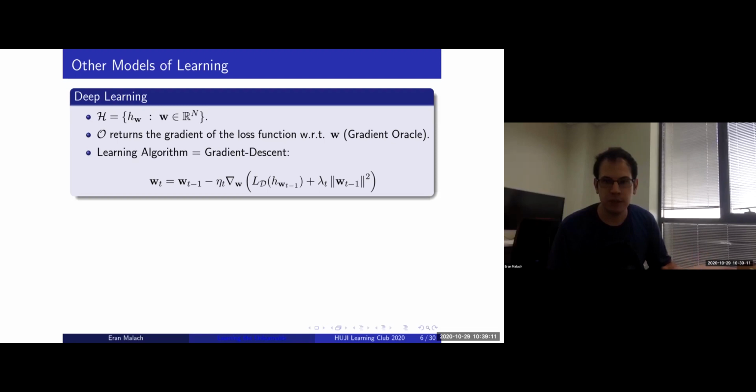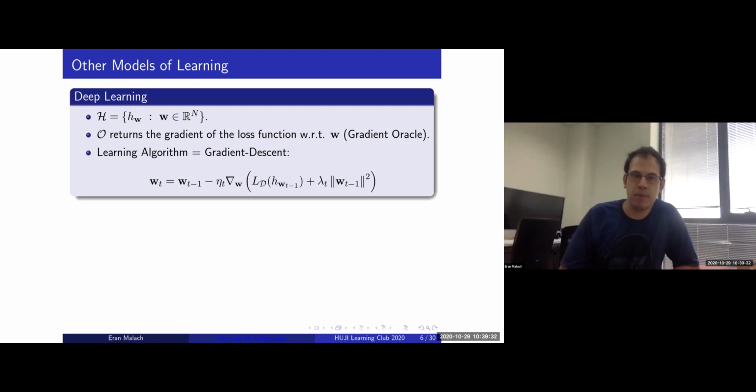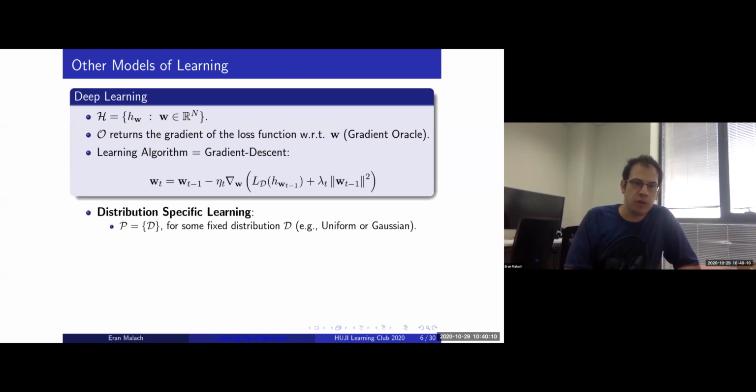But there are other models of learning besides PAC learning, and they're also interesting to study. One model, which is not very formal, is what we in the community call deep learning. The way that I want to define deep learning is a learning model where the hypothesis class is some parameterized function, and the oracle is the gradient oracle, where we can ask for the gradient of the loss at one specific point. And the learning algorithm would be simply gradient descent. We're just doing gradient updates with respect to the gradients that the oracle returns. Okay, so we have some learning rate eta and a regularization term lambda. But when I say deep learning, this is what I mean for now. So this is another model that I'll focus on.